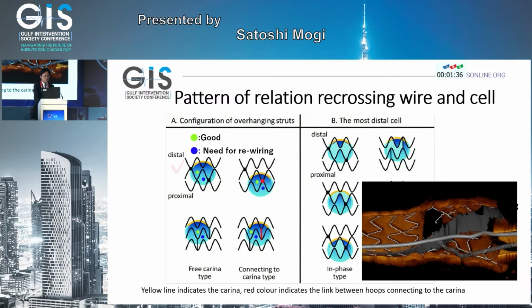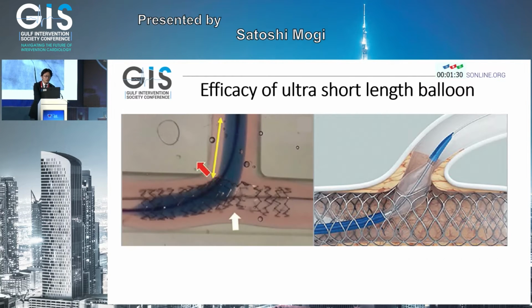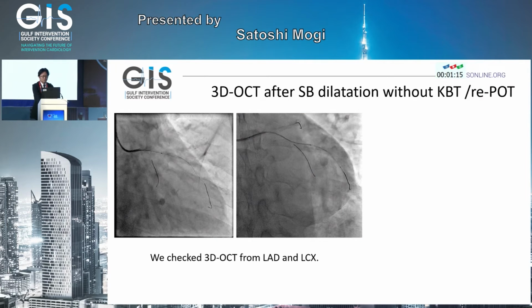So in this case, at a position like this, we dilate with a shorter balloon. And you know, if we dilate the side branch with a long balloon, the contralateral side struts may be stripped. So I'd like to use a short balloon.